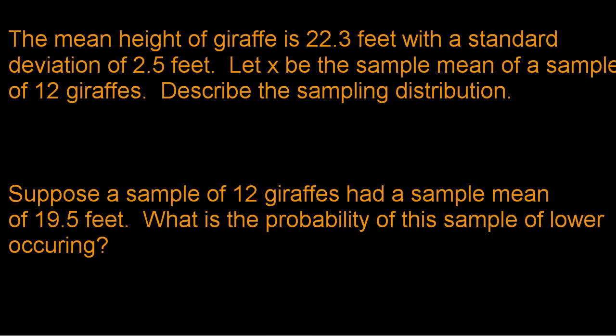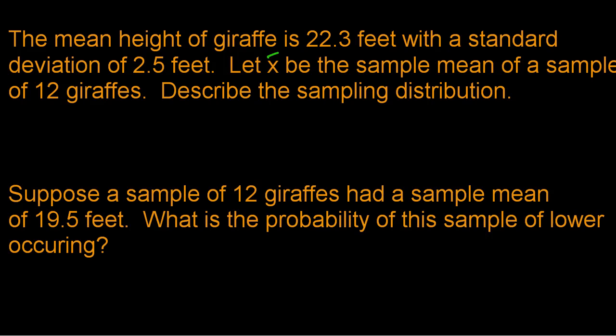So the mean height of a giraffe is 22.3 feet with a standard deviation of 2.5 feet. All right, so again, we know the mu, we know the sigma, we know the truth, right? They're telling it to us. Deductive reasoning here. Let x bar, there should be a bar above that, I'm sorry, let x bar be the sample mean of a sample of 12 giraffes. Describe the sampling distribution. So, if I took out a sample of 12 giraffes, what could their mean look like?